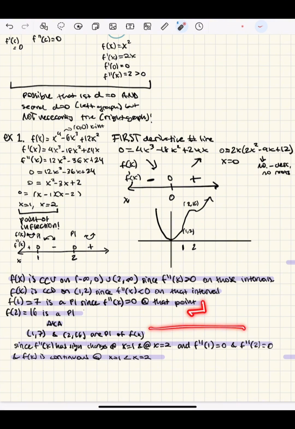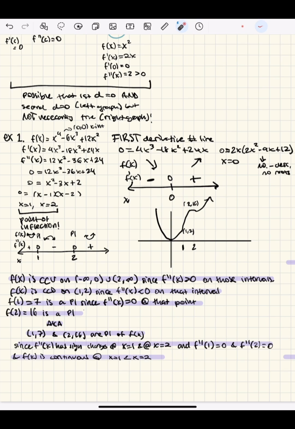It's the same thing. So I wrote f of 1 equals 7 is a PI, point of inflection, since f double prime x is 0 at that point. But here's a better way to do it, which is that (1, 7) and (2, 16) are PIs of f of x, and f double prime x has sign changes at x equals 1 and at x equals 2.